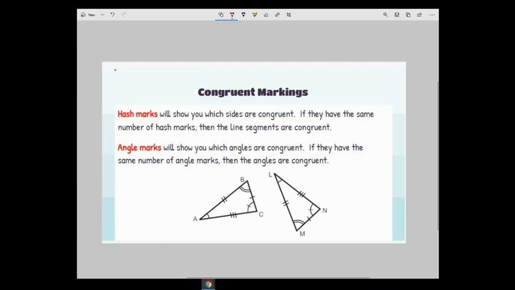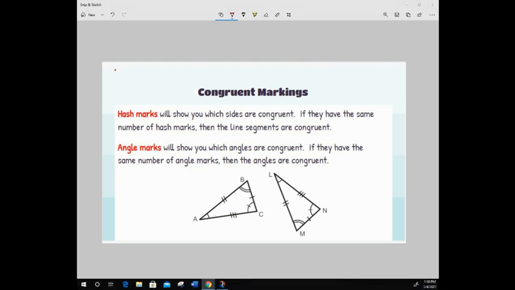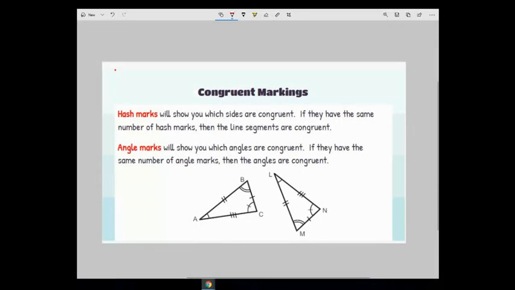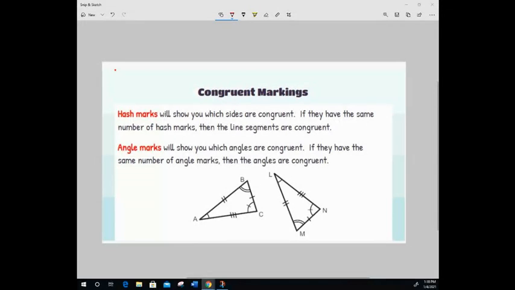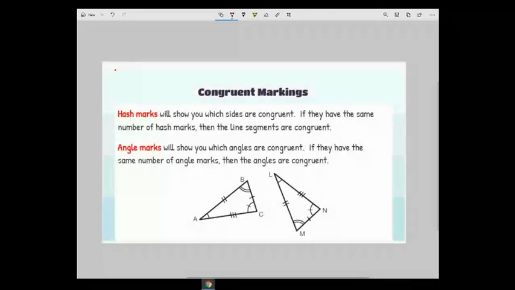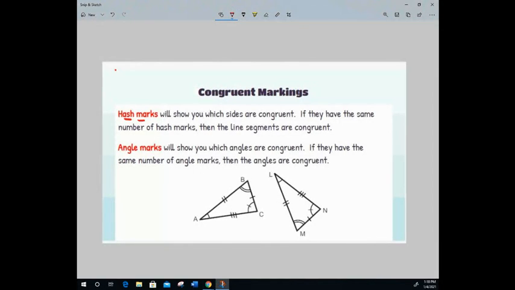Okay, so let's take a look at congruent markings. Remember, we said that with congruent, it has to be the same size and same shape. There are some different markings on figures that can help you determine whether or not line segments or angles are congruent. The first one is hash marks. With hash marks, it'll show you which sides are congruent.